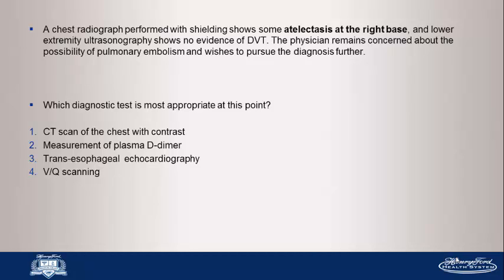Now, if you remember the algorithm I showed you, it doesn't go through the steps that I mentioned, but this is on purpose to just confuse you a little bit. Anyway, the physician remains concerned about the possibility of PE and wishes to pursue further diagnosis. What test would you do next? CT of the chest, measurement of plasma D-dimer, transesophageal echo, or VQ scanning?